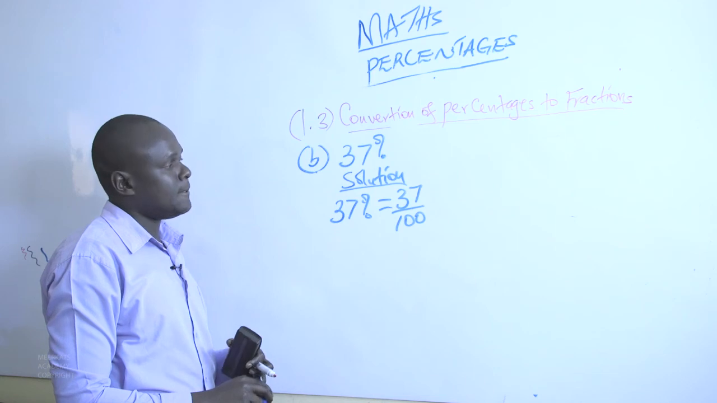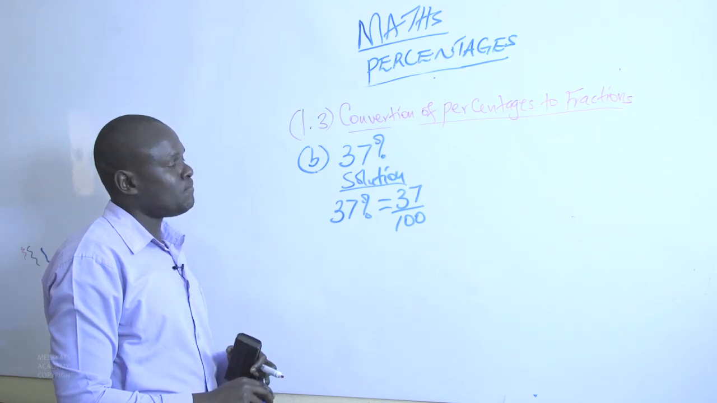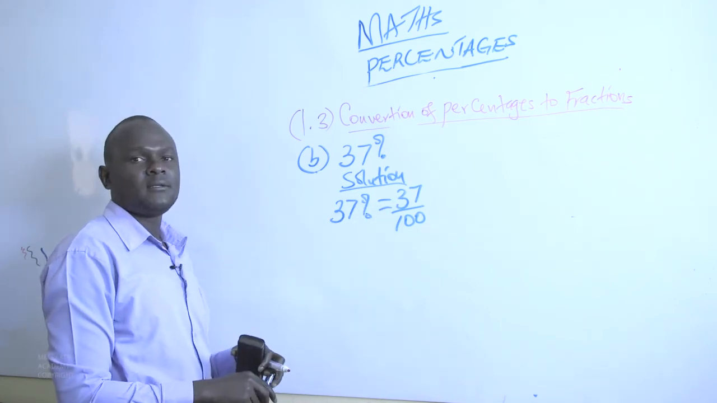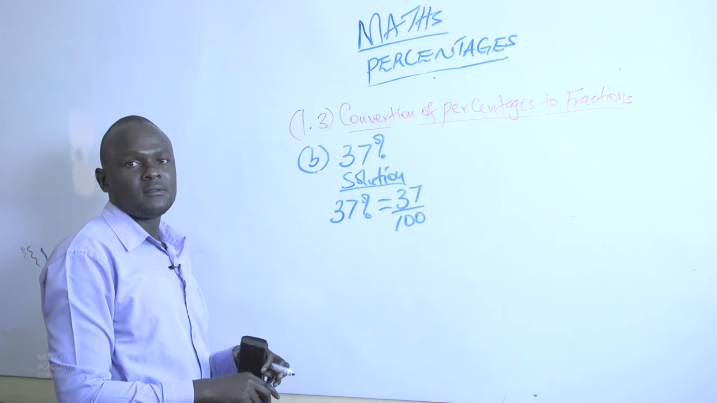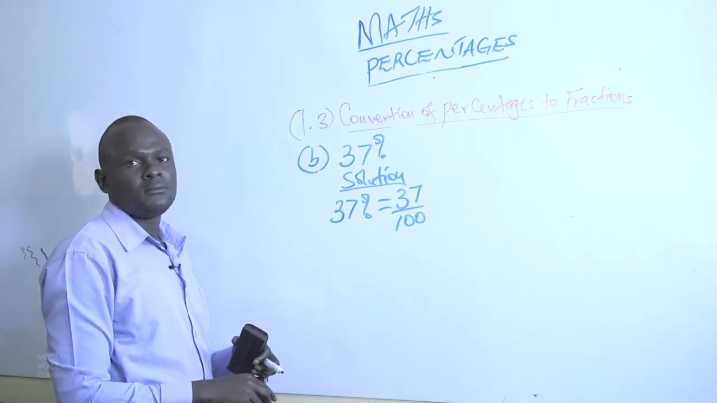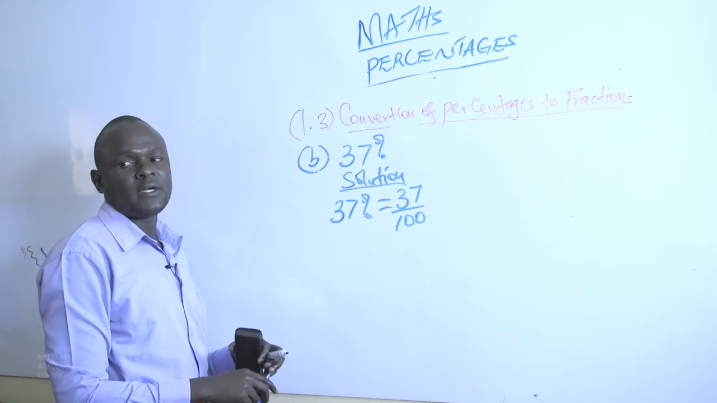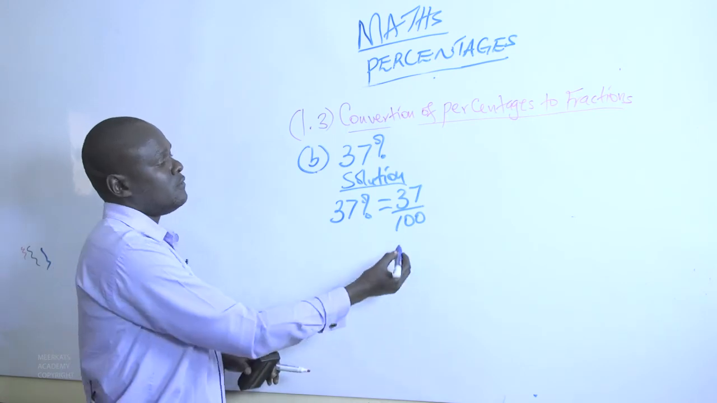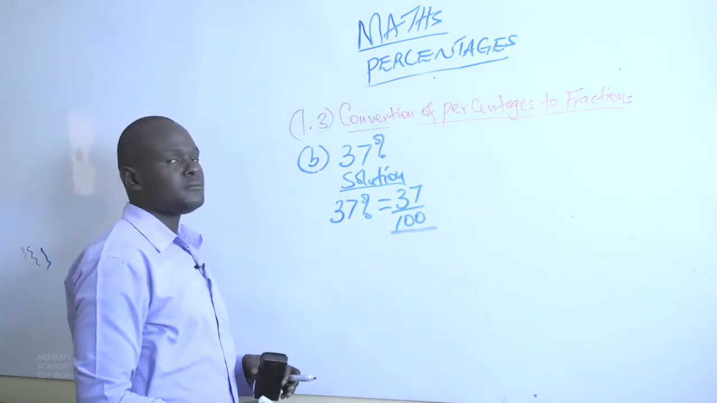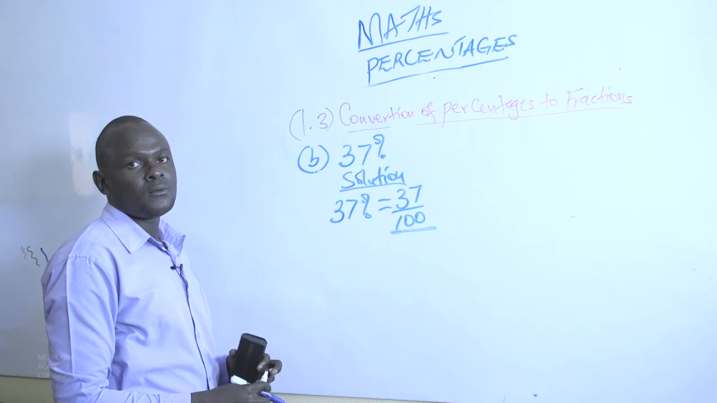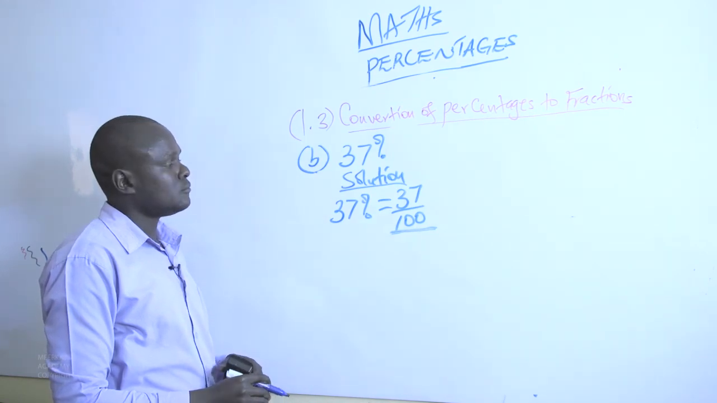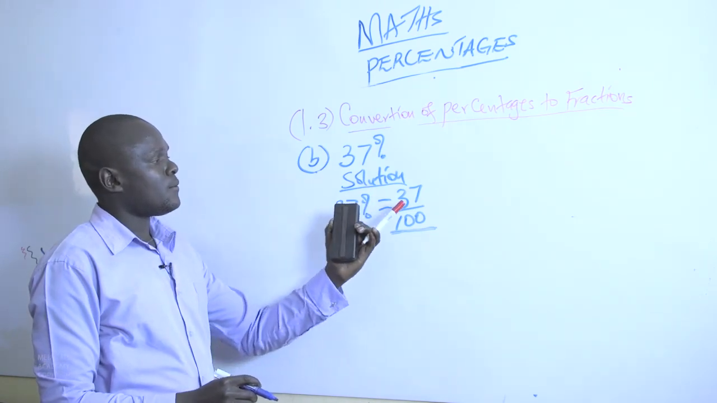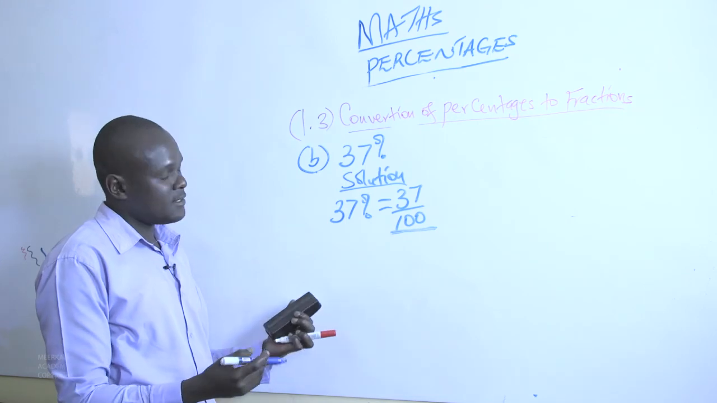Percent means 100. When we look at this number 37 and 100, we cannot simplify it any further because we don't have any common factor. And if that is the case, we leave it at this particular point. So 37% is the same as 37 out of 100 as a fraction.